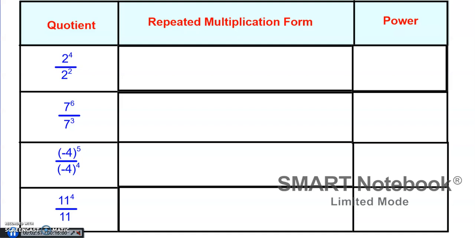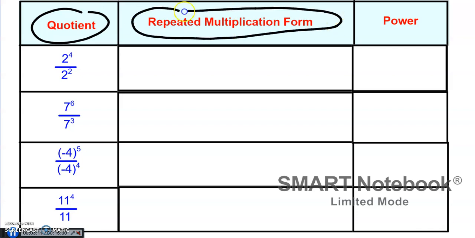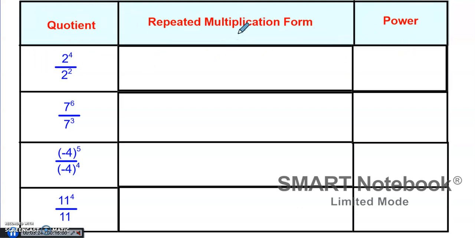So over on the left-hand side is what we call the quotient. It's a division problem, and the quotient is the answer to a division problem. So we all have a division problem over here. In this middle section, we're going to write out what we call expanded form or repeated multiplication form, and then we're going to write our final answer over on the right-hand side. Let me erase all this, that way it doesn't confuse you at the end.